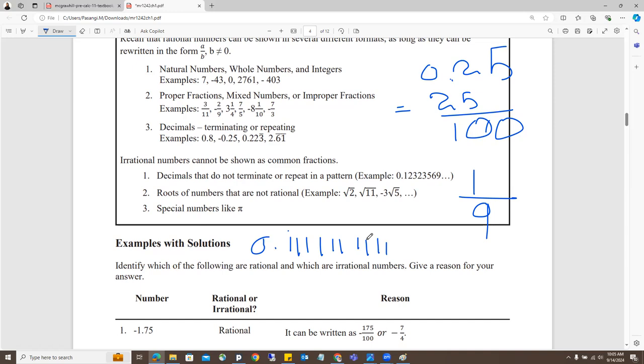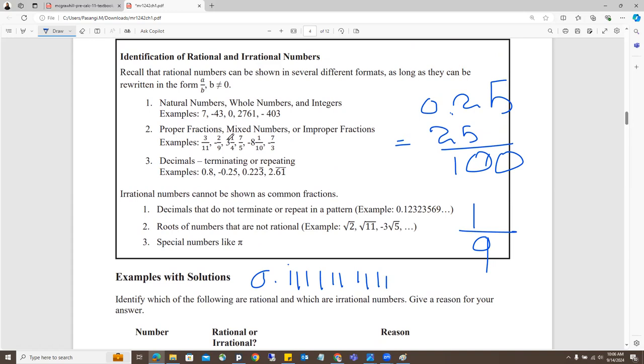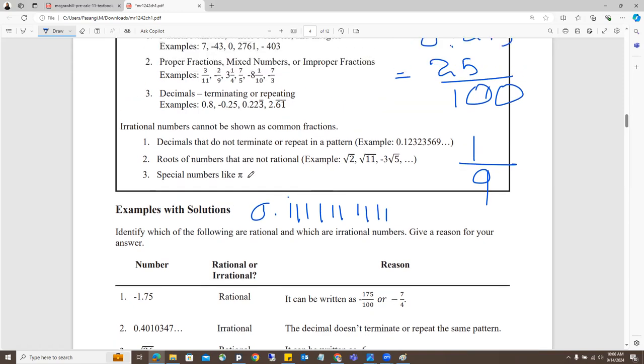Is that understood? These kinds of decimals we call repeating decimals. But if there is an end point like 0.25, we define it as terminating decimals. Those are the two different things. Are they rational? Yes, all of those are rational numbers, including 0.1111.